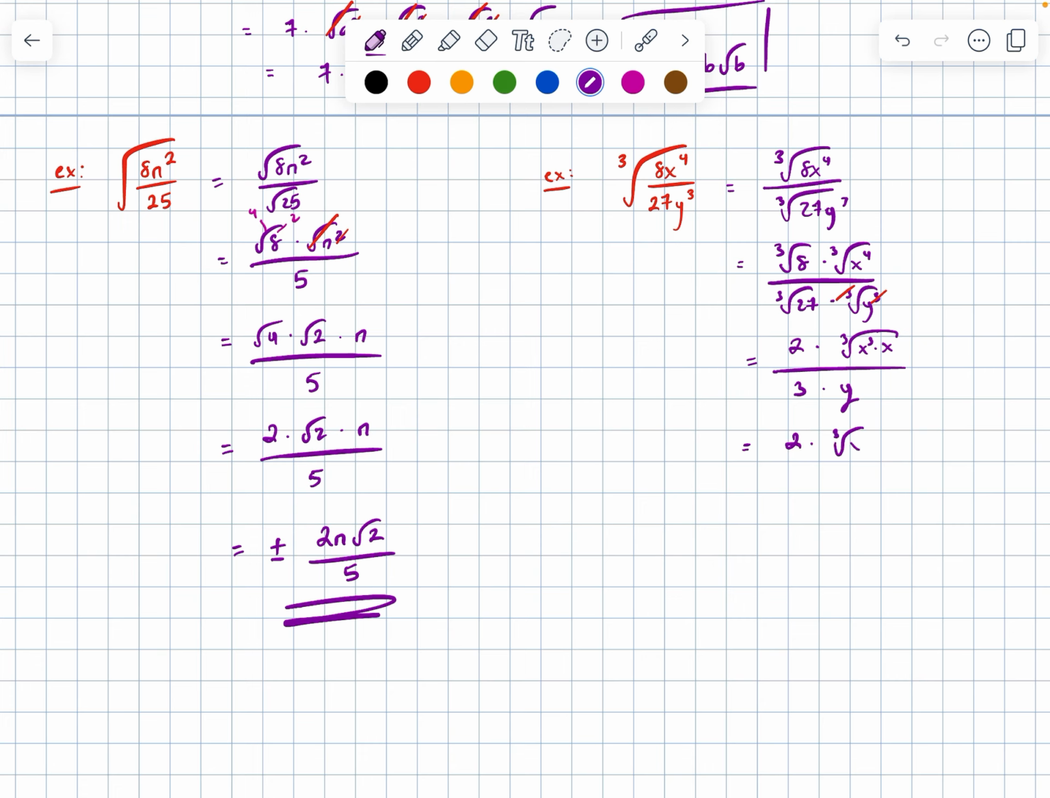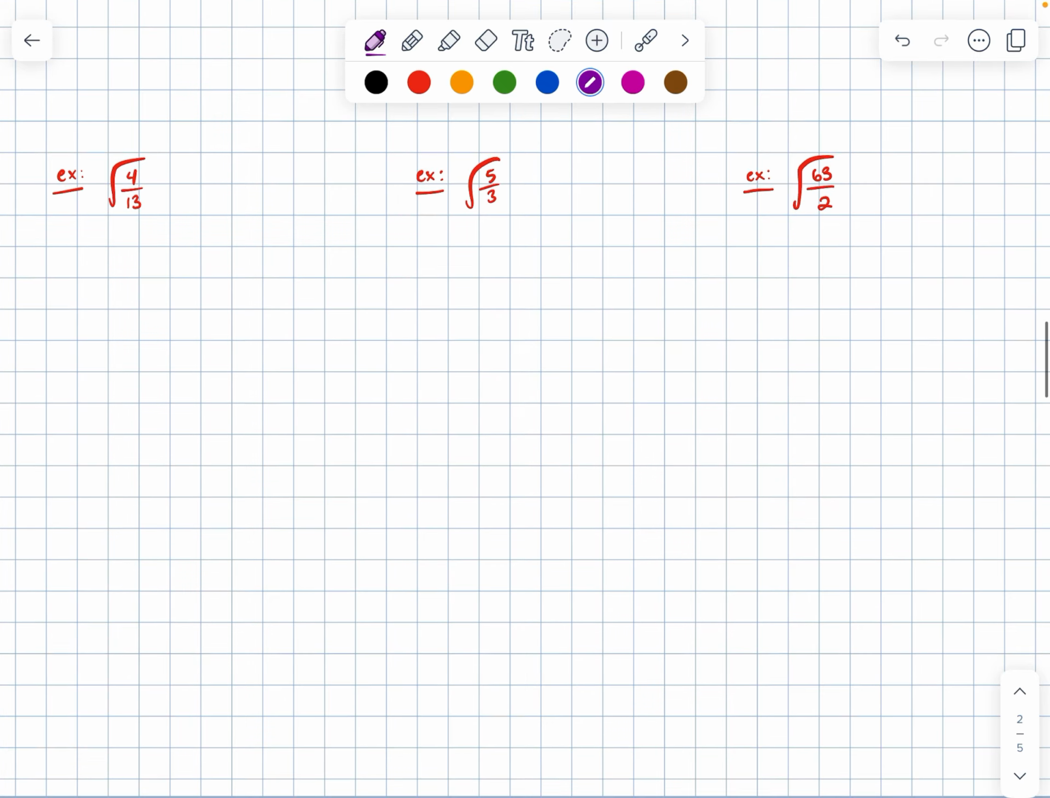From here, I've got 2 times, let me split this up, the cube root of x to the 3rd times the cube root of x, all over 3 times y, which I can more simply write as 3y. Once again, the cube root of x to the 3rd is just x, so I've now got 2 times x times the cube root of x, all over 3y. Smush that numerator back together, 2x cube root x all over 3y.